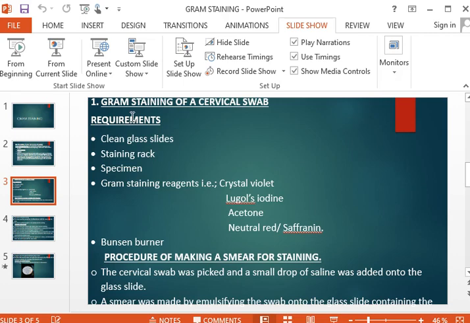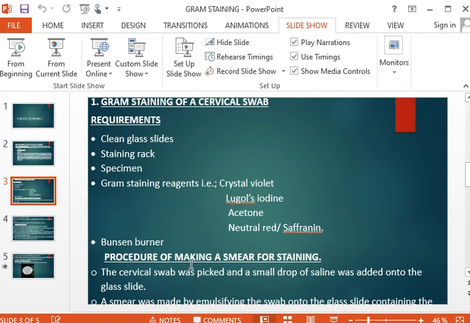So let us look at the requirements. Number one, clean glass slides. Number two, staining rack. The specimen, of course. Gram staining reagents, that is crystal violet, Lugol's iodine, acetone, neutral red or safranin. And we also have a Bunsen burner used for sterilization purposes.